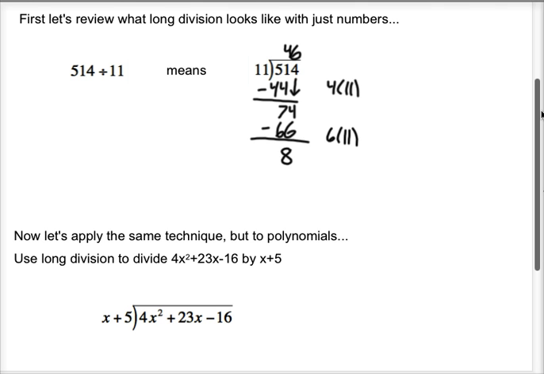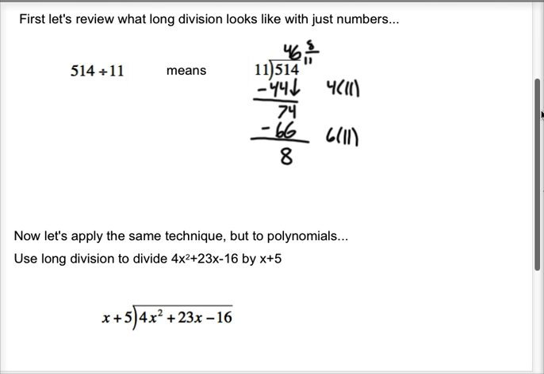Now notice, I have no more digits to pull down, and I can't put 11 into 8. Okay? So what that's telling me is that this is my remainder. Now, if you recall, with a remainder, what that means is that last piece is still being divided. So the answer to 514 divided by 11 is 46 and 8/11.